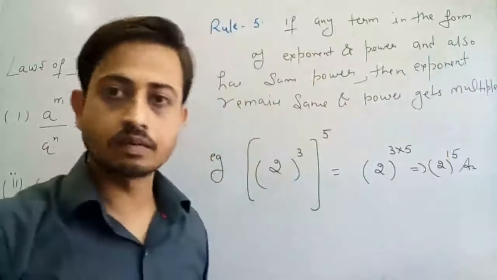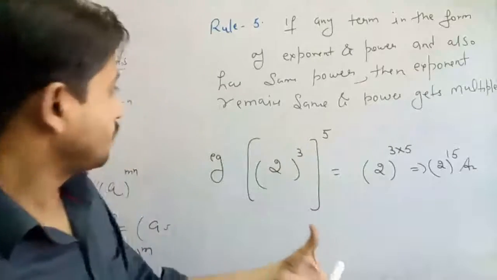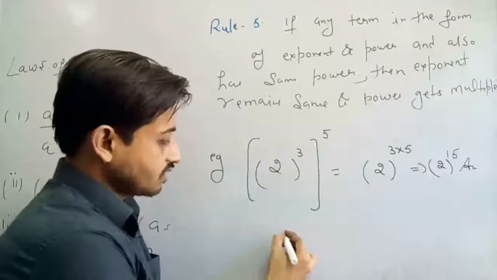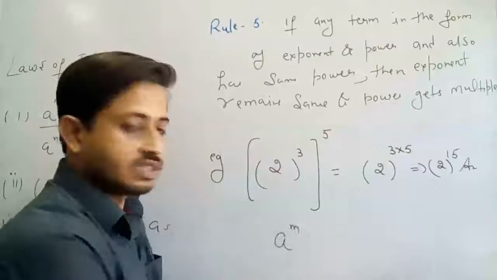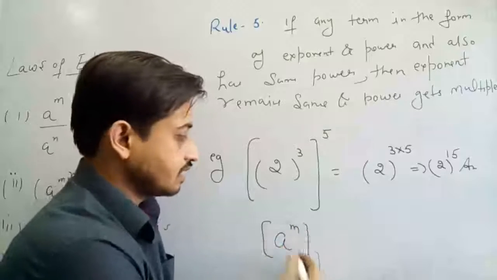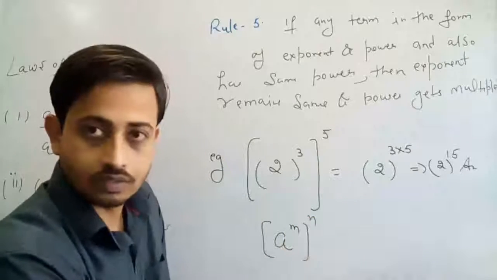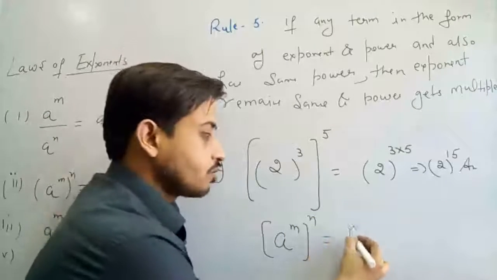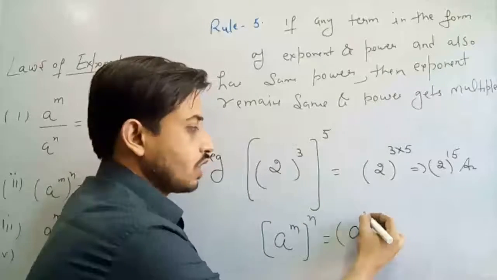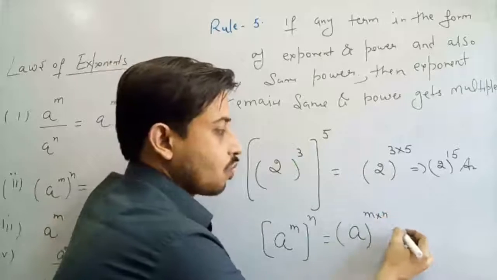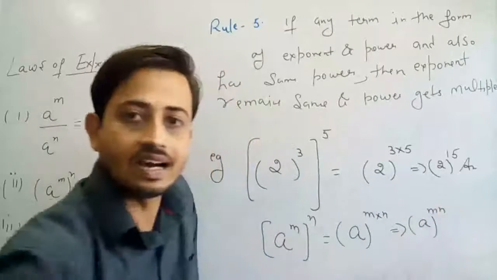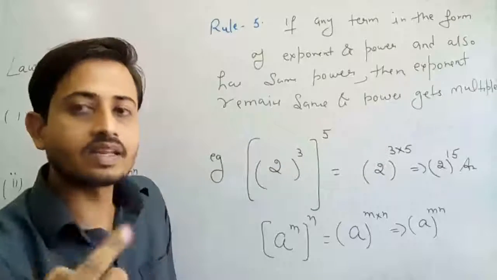So the power gets multiplied. How can I write it in a generalized way? For example, a raised to the power m, this is the term with exponent and power, and the whole term has a power n. What's the result? The exponent is written as it is and the power gets multiplied. So m multiplied by n. So the answer is a raised to the power mn. This is the answer.